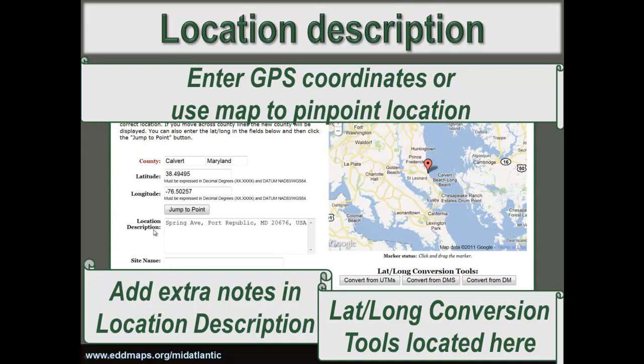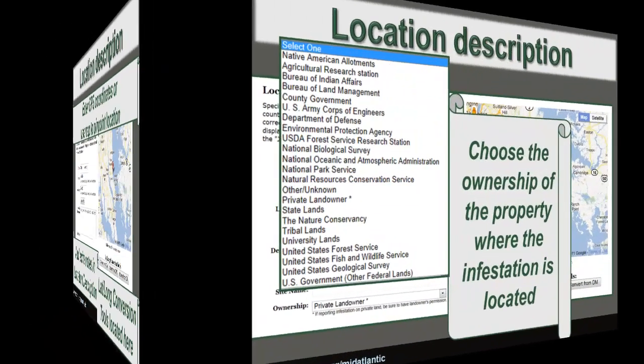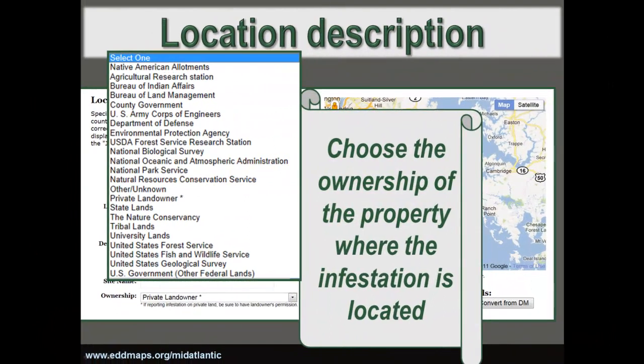Here is the location description text box where you can add clarification for any part of the report that is needed. Also located in this area are latitude and longitude conversion tools. So if your GPS unit uses degrees, minutes, seconds, you can convert those to decimal degrees here. Choose the ownership of the property where the infestation is located from the drop-down menu.